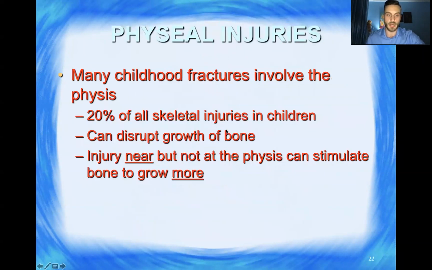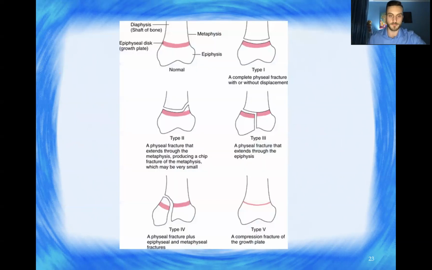The periosteum is very active. Many childhood fractures involve the physis, so physeal fractures are really common, about 20% of skeletal injuries. The problem is they can disrupt the growth, so there will be growth disturbances. Sometimes if the fracture or injury is near the growth plate, it might stimulate bone growth, and what will happen is lengthening or deformity.